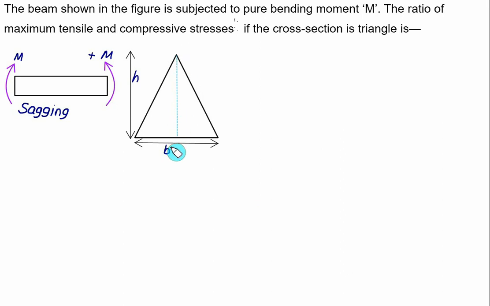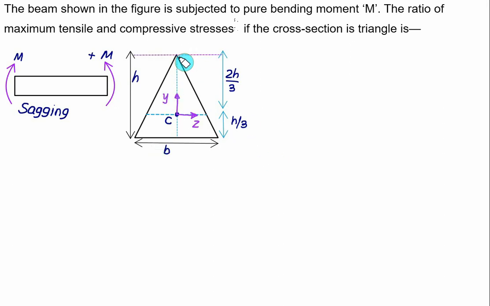So the centroid will lie on this axis of symmetry, and from the base the centroid will lie at a distance equal to h by 3. So this one is the centroid. From the base this distance will be equal to h by 3, and the apex from the centroid is at a distance equal to 2h by 3. So we'll fix our coordinate system through the centroid. Horizontal axis will be the z-axis, vertical axis will be the y-axis.